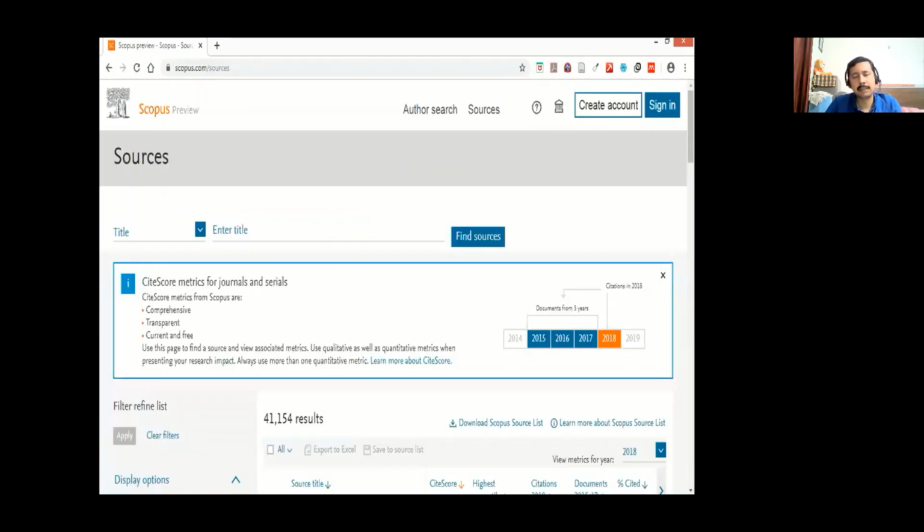The third is the Scopus sources list. Scopus is yet another popular scholarly database, a citation indexed database service provided by Elsevier. So go to scopus.com/sources. You can search whether a particular journal is indexed in Scopus or not, either by title or by subject area or by some other criteria.